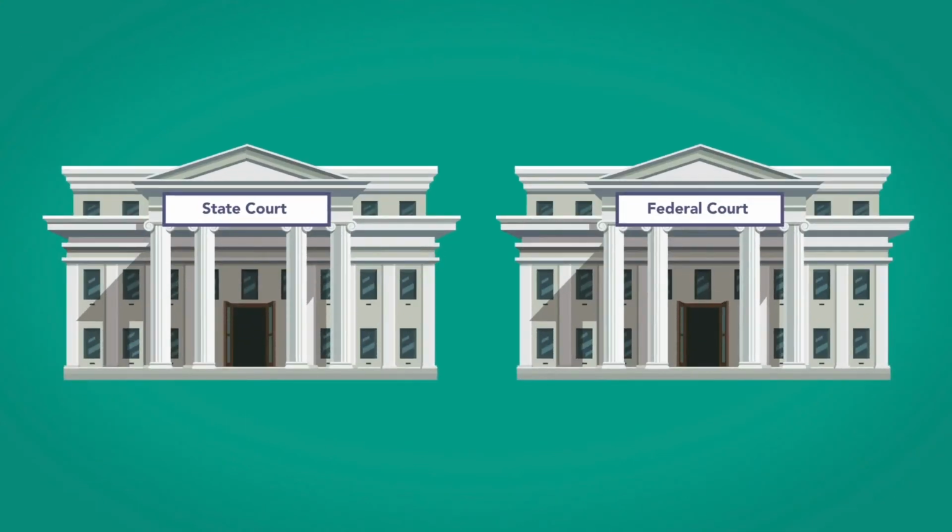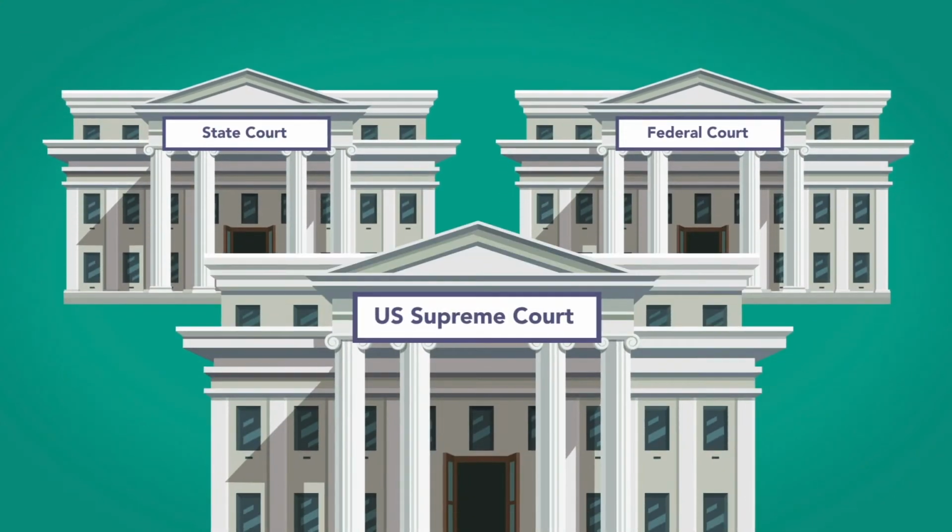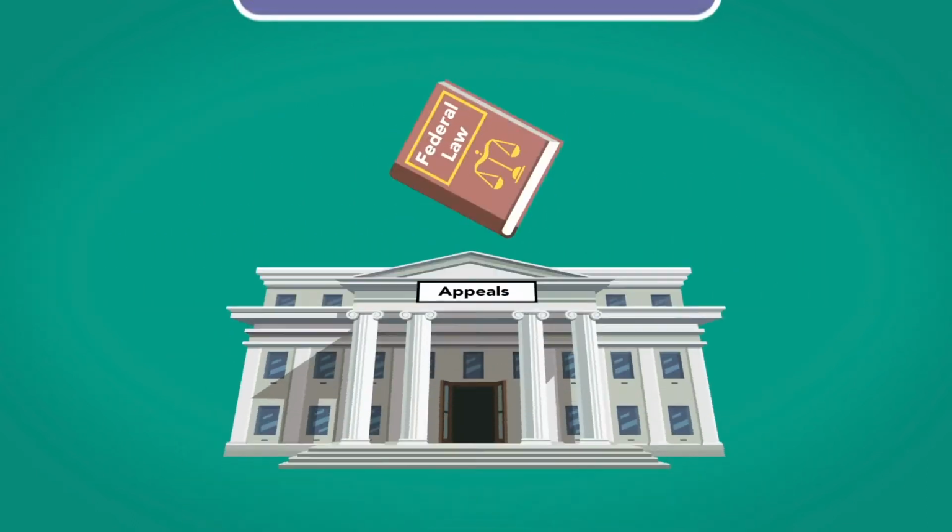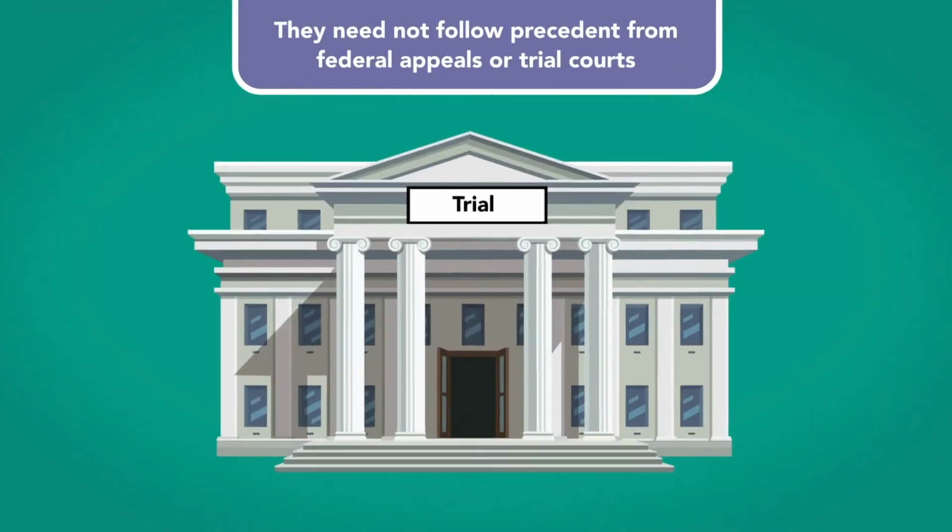State courts are independent of federal courts, except that they must follow decisions of the U.S. Supreme Court on matters of federal law. They need not follow precedent from federal appeals or trial courts.